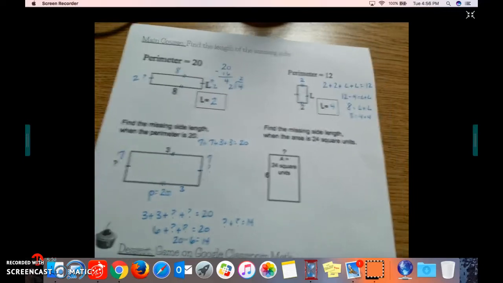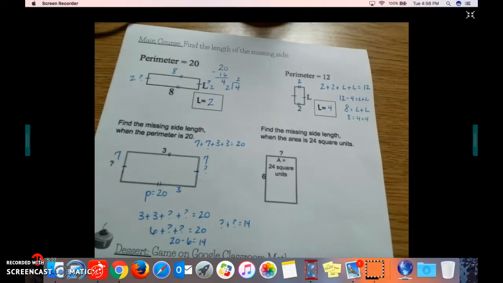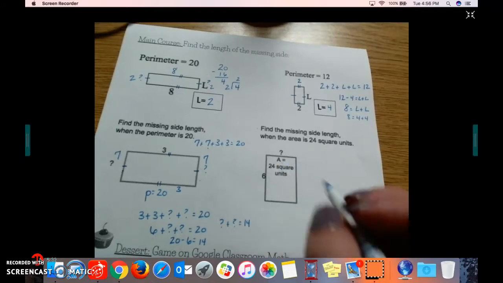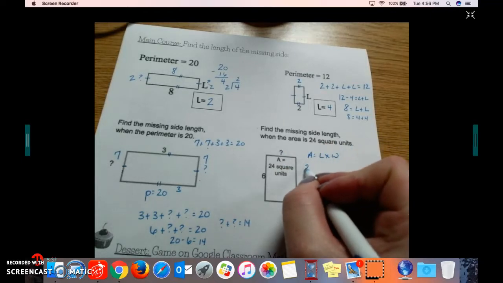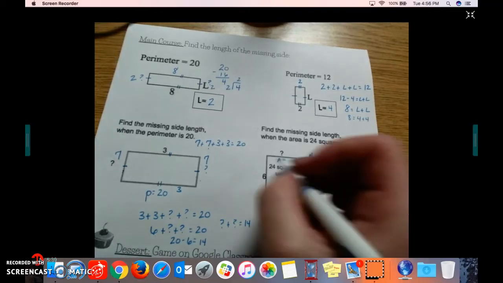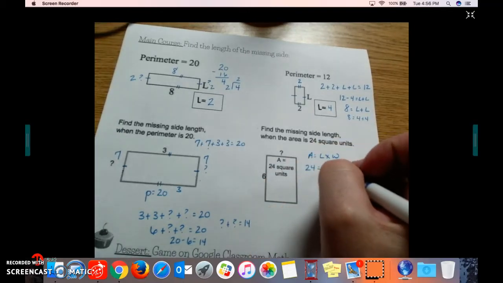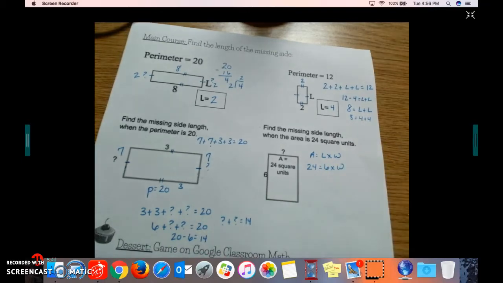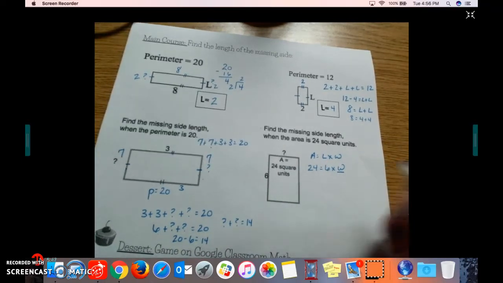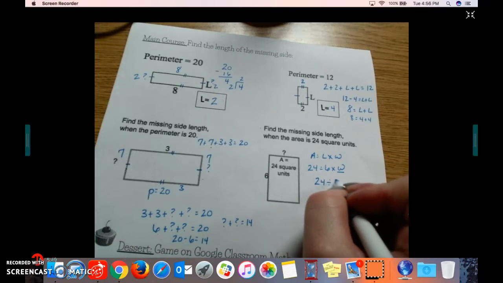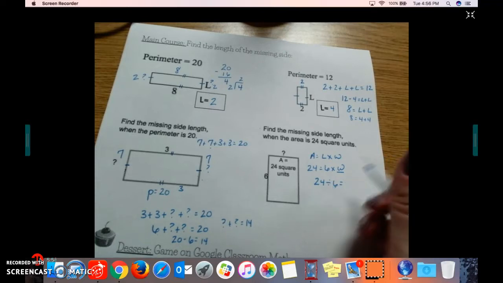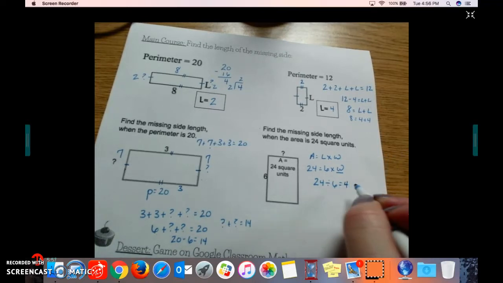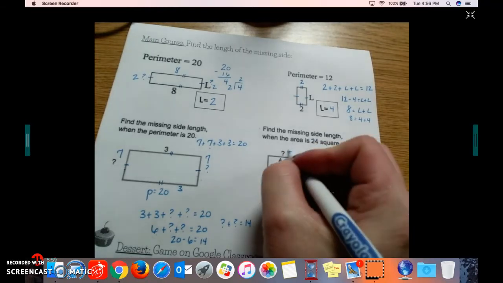Okay? Area is going to be a little bit different. Find the missing side length when the area is 24. So that means that for area equals length times width, I know my area is 24. Okay? I know that my length is 6 and I don't know my width. Okay? So I am trying to find W. So I'm going to take 24 divided by 6. Knowing my multiplication facts, I know that 24 divided by 6 is 4. So this missing side is 4.